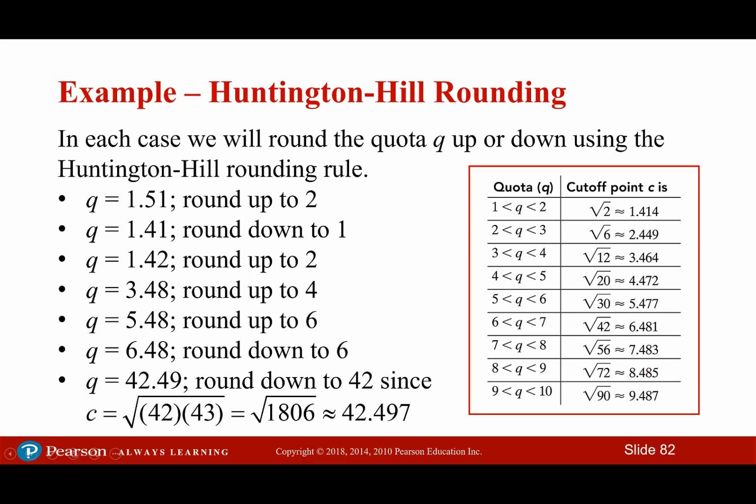All right, let's try big numbers here. Let's say you were at 42.49. The question is, do you round up or do you round down here? So you take 42, which is the lower unit, then you take 43, which is one more. You multiply those two together, you get 1,806. You take the square root of that, and you get 42.497. So if this number was 42.498, you would round that number up. But because it's 42.49, you're going to round it down back to 42.